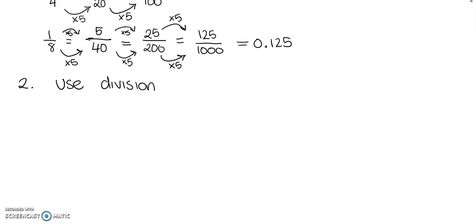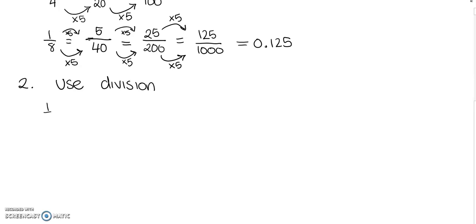Hi everyone, you're watching part 2 of how to convert fractions to decimals. In part 1 we looked at the first strategy, which used powers of 10 as a base and converted directly to a decimal. In this one we will be using division.